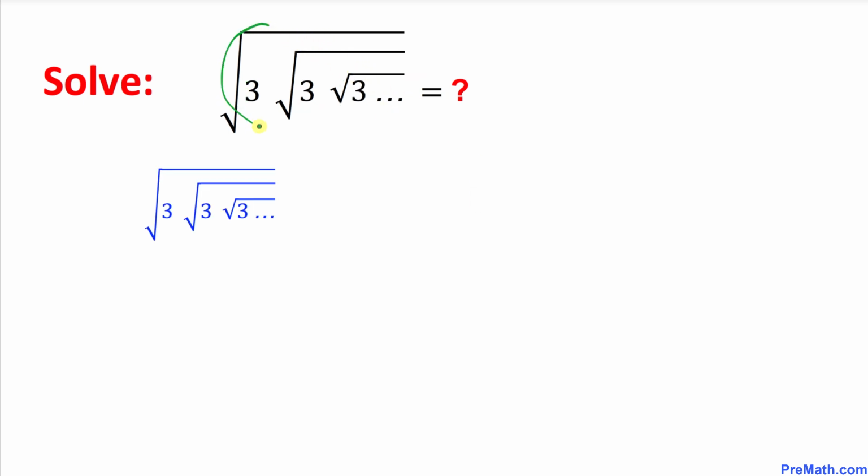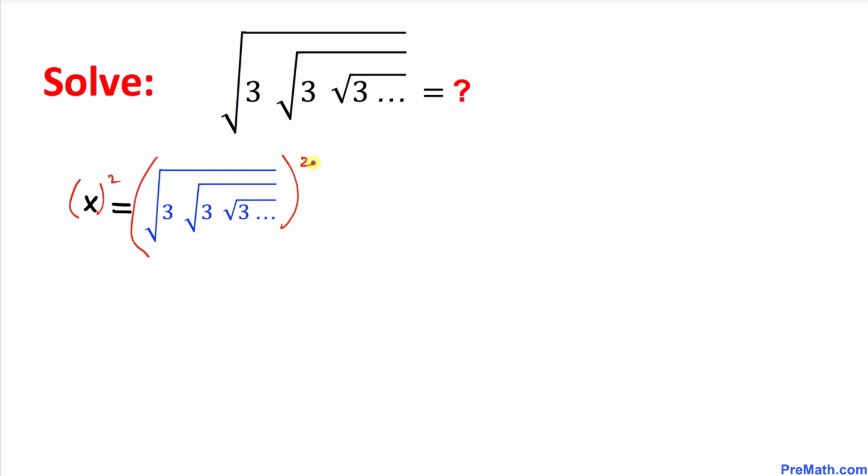And here I have copied it down over here. And now let's go ahead and set this one x equal to this quantity. And now let's take the square on both sides. Square on this one and square on this one as well. And now we are going to use this fact. The square of the square root of 3 equal to 3, because the square and square root undo each other. So this ends up with 3.